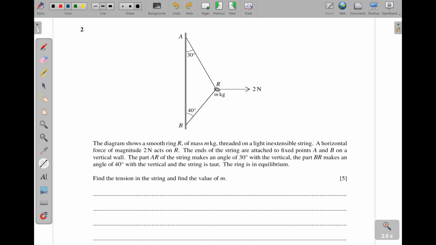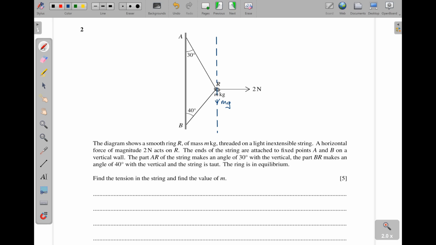So the forces acting on R, let me draw a straight line here, vertical, and then I'm going to make it dotted so that it doesn't interfere with the rest. And then this particle here has a mass, m kilograms. So I'm going to put its weight here, which acts downwards, so it's going to be mg.